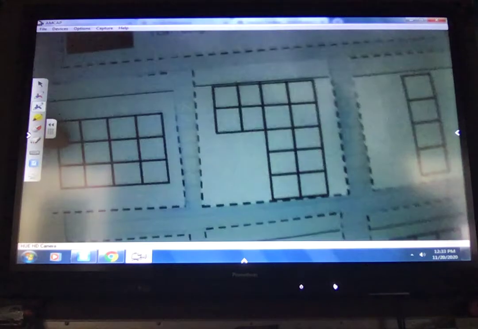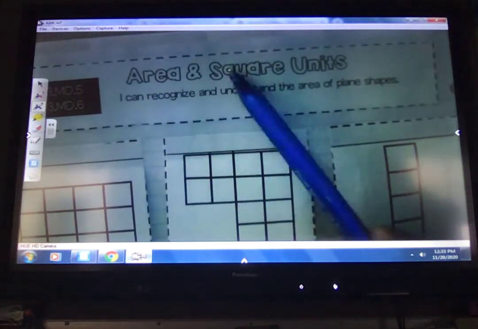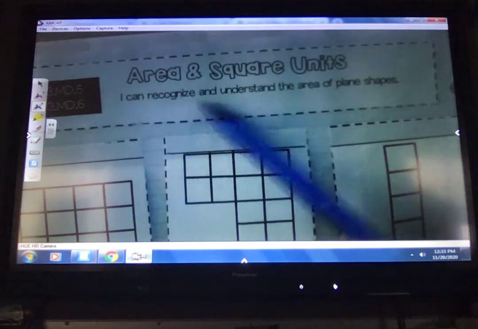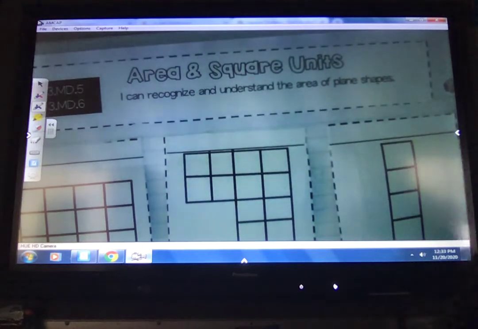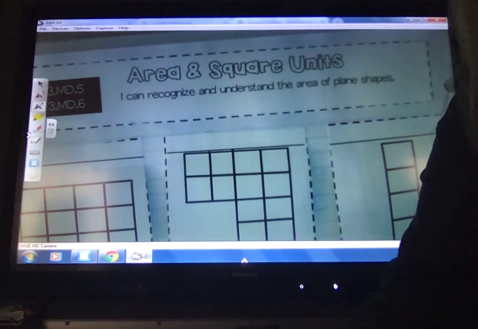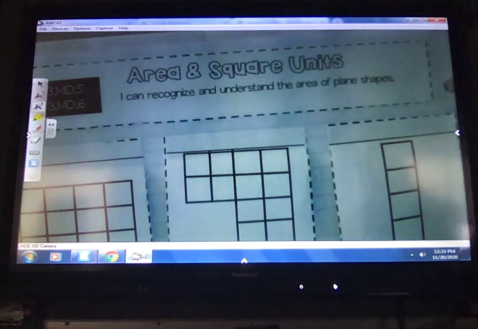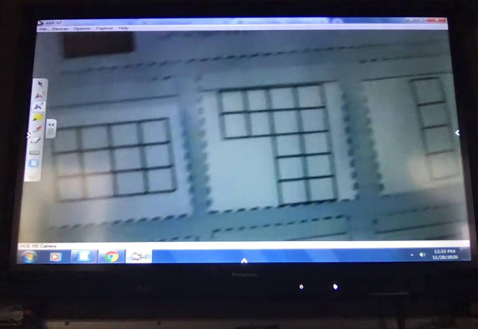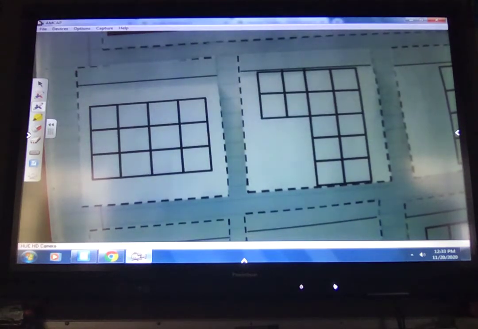The next pages that you have are all area pages. So there's 2 ways to find area. This one says area in square units. I can recognize and understand the area of plane shapes. So on area, that's the grass inside the playground. That means we're filling in the entire shape. So if you have it on grid, simplest way to solve it, count all the squares.